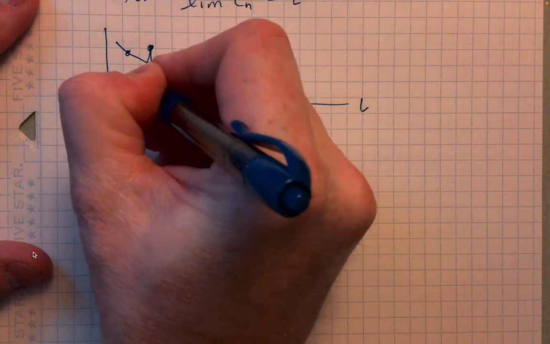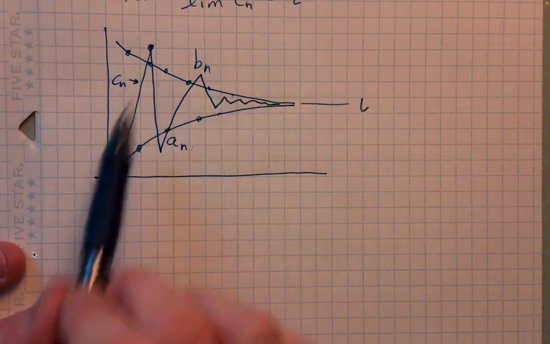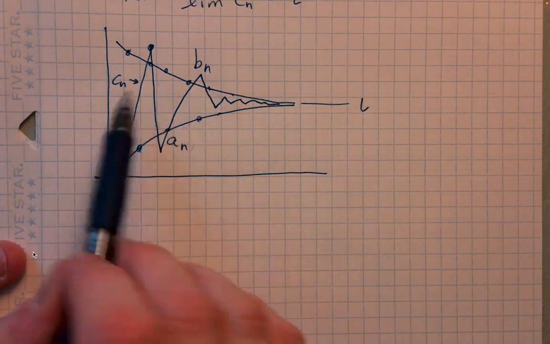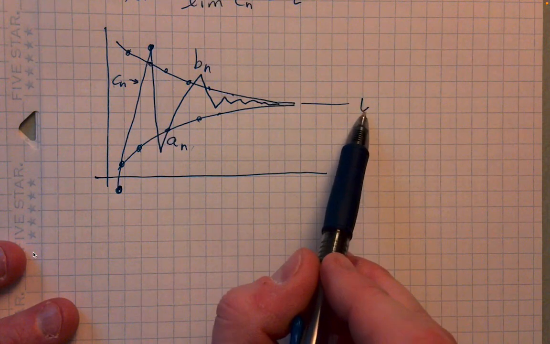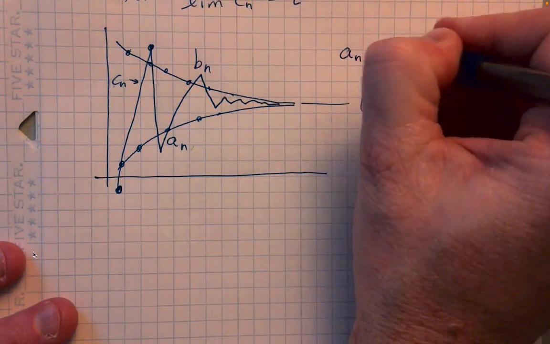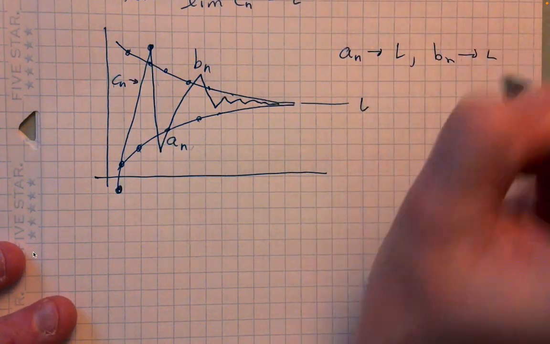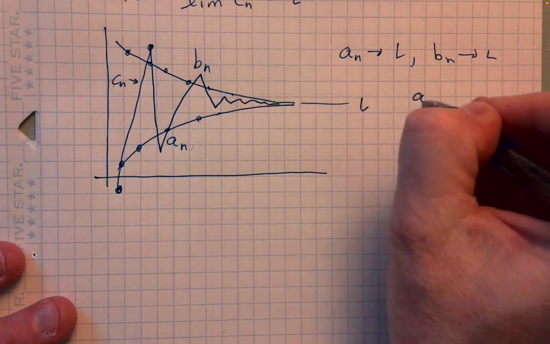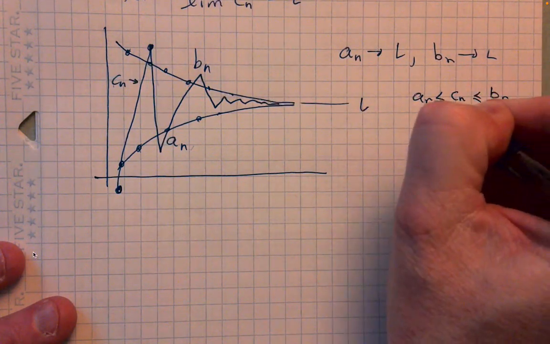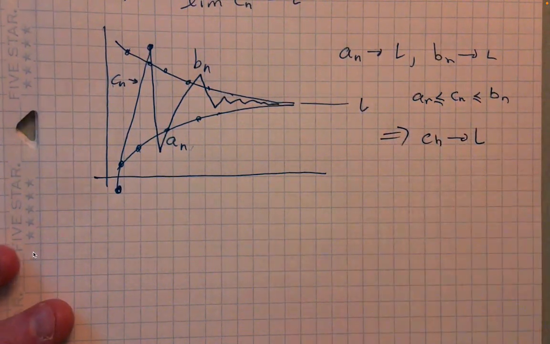So here's my c of n sequence. If this kind of behavior can be shown of c of n relative to a of n and b of n, then clearly c of n is headed towards the same limit, right? So a of n goes to L, b of n also goes to L, and a of n is less than c of n less than b of n. We say less than or equal to, I suppose. Then c of n goes to L as well.